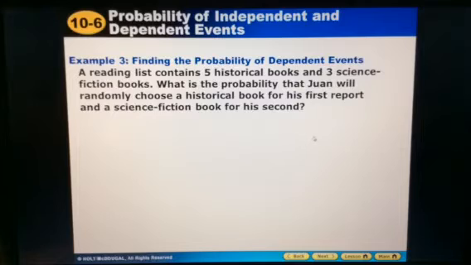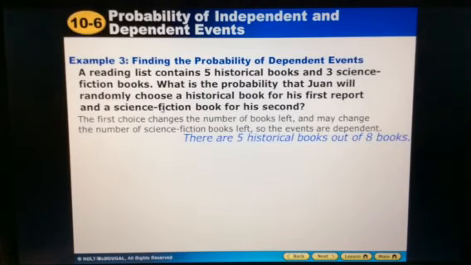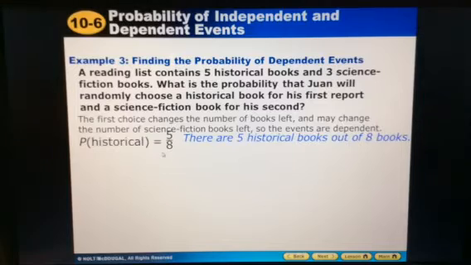Okay, a reading list contains 5 historical books and 3 scientific books. What's the probability that one will randomly choose a historical book for his first report and a science fiction book for his second report? Well, he can't pick the same historical book and do a report on it twice. So he's going to take one book, and then there's going to be one less book on the shelves, and then he'll have 7 to choose from after he picks one. So those are dependent on each other.